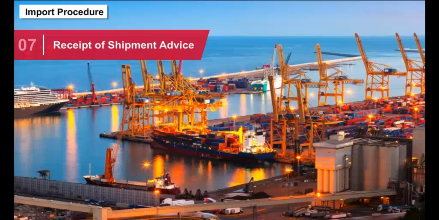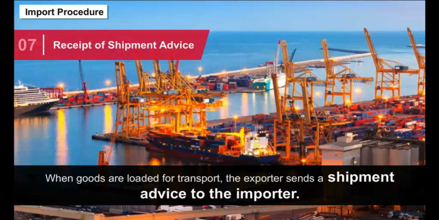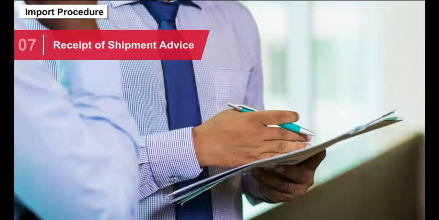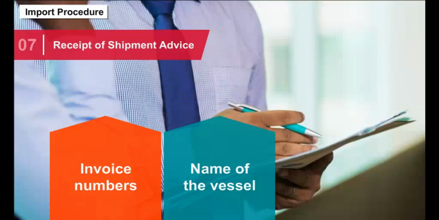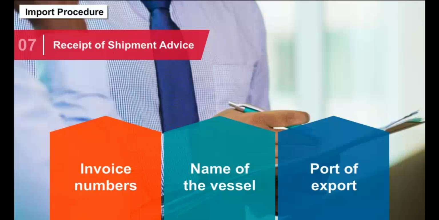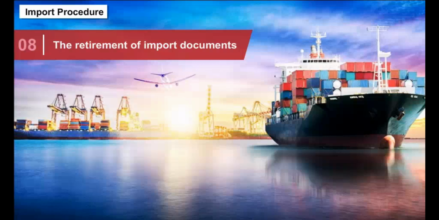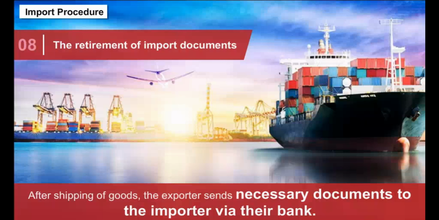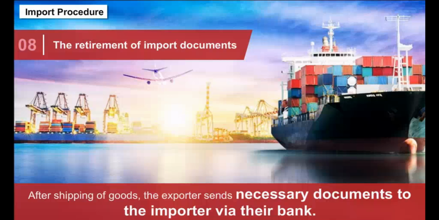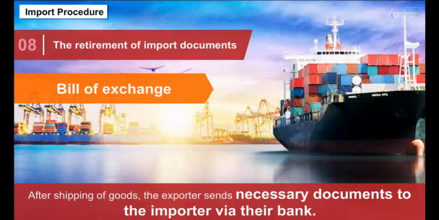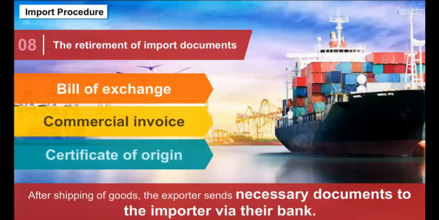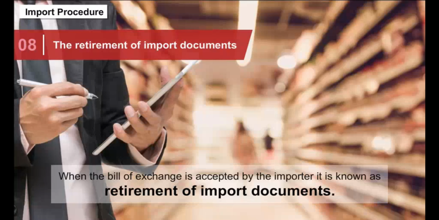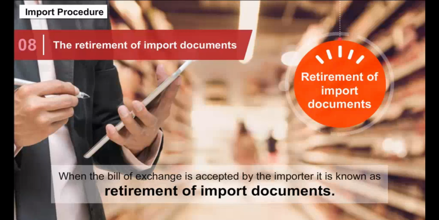Receipt of shipment advice. When goods are loaded for transport, the exporter sends a shipment advice to the importer. The information regarding the goods, like invoice numbers, the name of the vessel, and port of export, is mentioned in it. The retirement of import documents. After shipping of goods, the exporter sends necessary documents to the importer via their bank. The documents include bill of exchange, commercial invoice, certificate of origin, etc. When the bill of exchange is accepted by the importer, it is known as retirement of import documents.